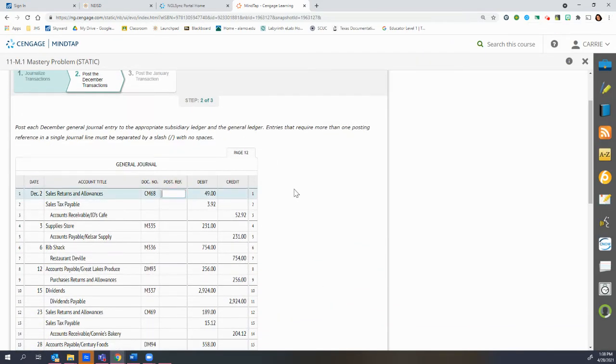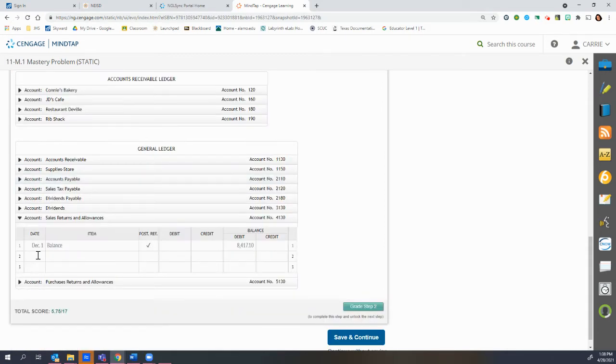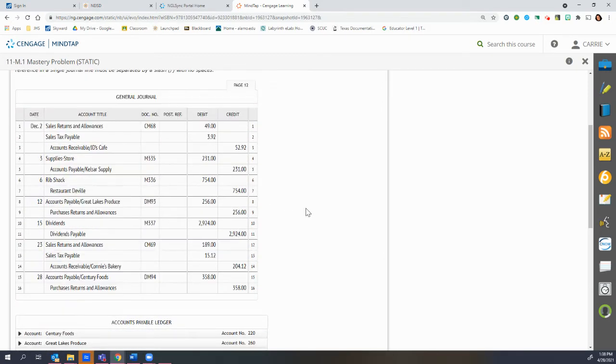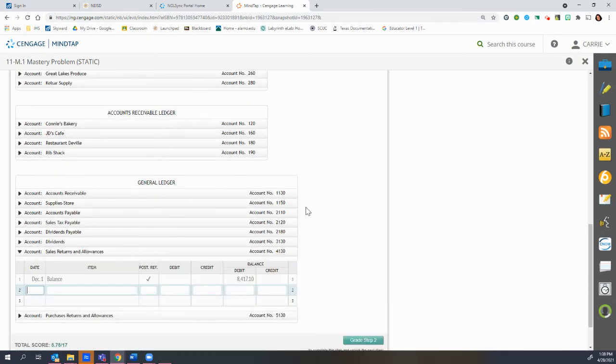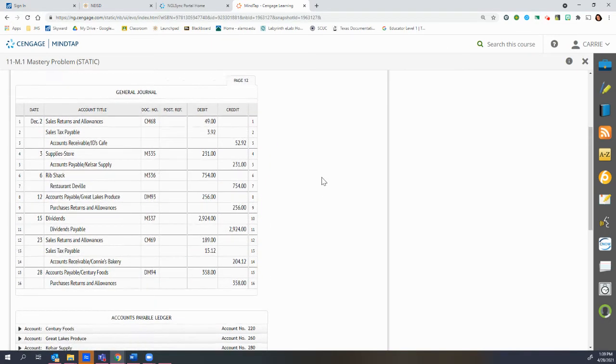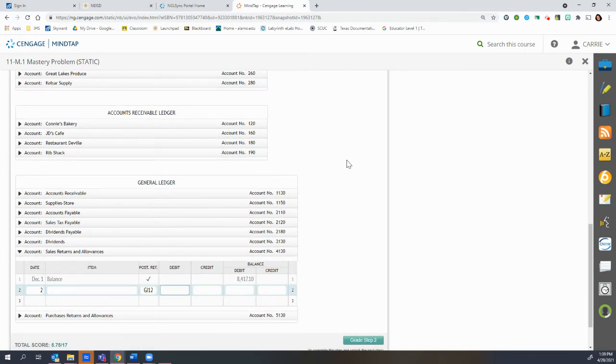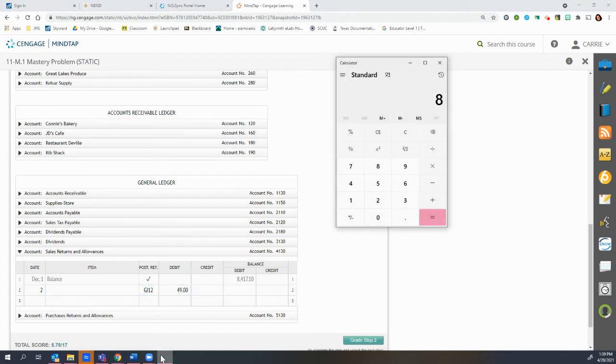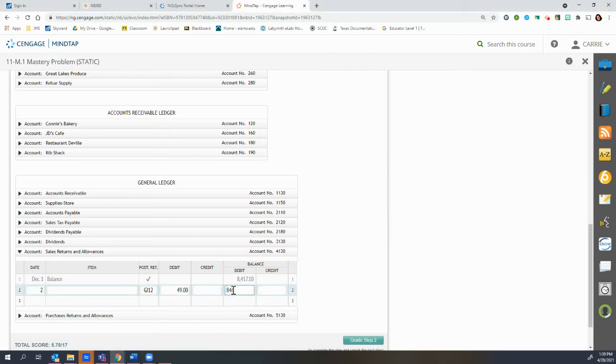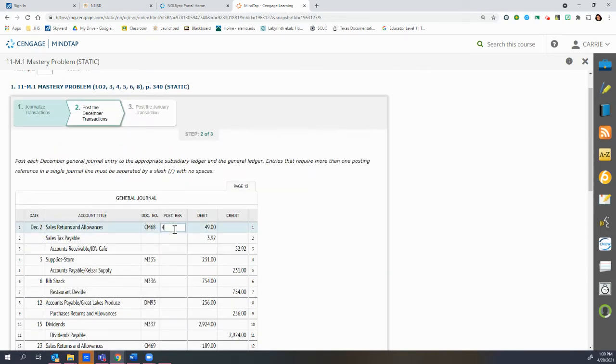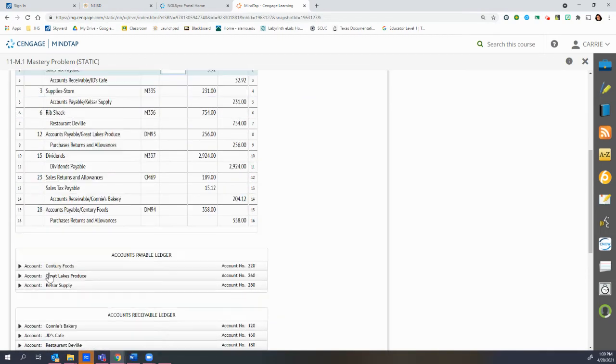Okay, sales returns and allowances gets a debit of $49 on the 2nd. I might just want you to put a G, not a DJ. I don't know. And then it's $49. We add it in there. That's $84.66.10. And then we take this account number 4130 and we stick it right up here. 4130. And then sales tax payable.